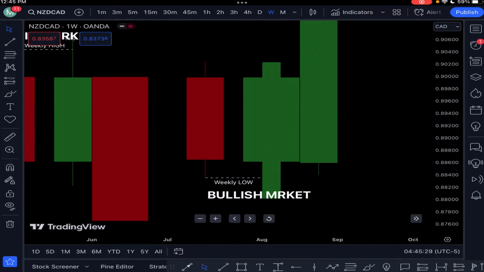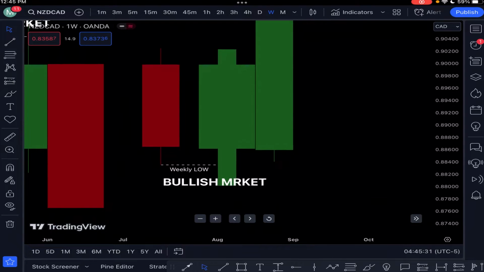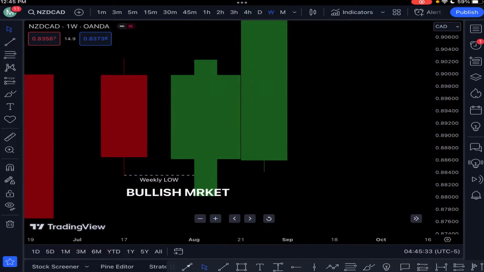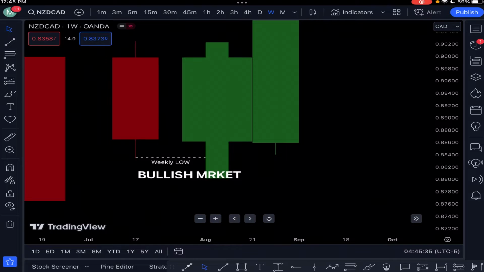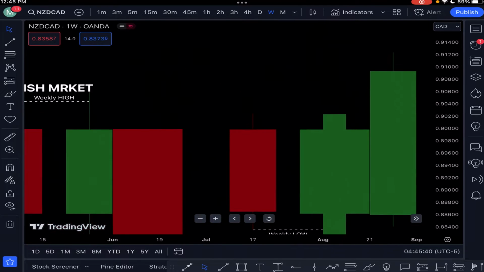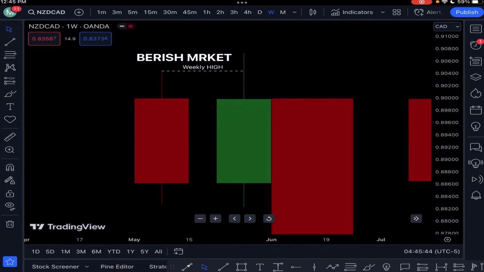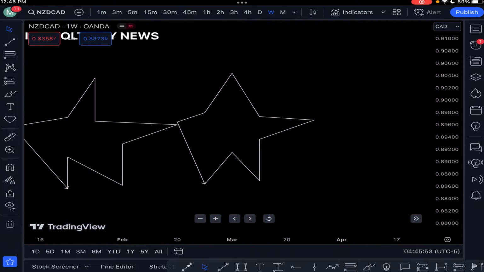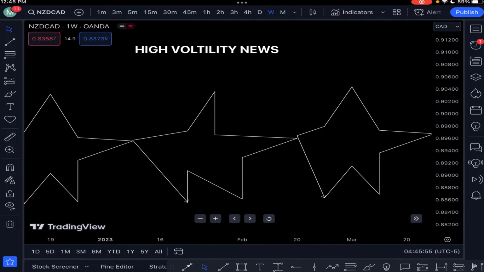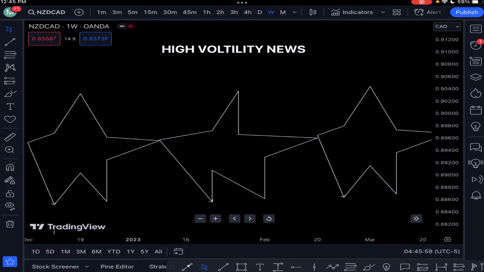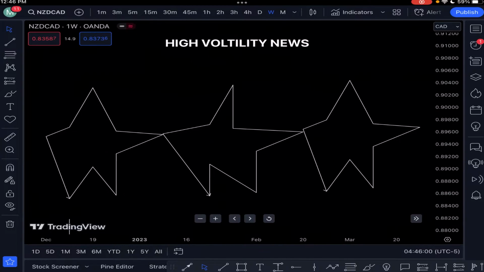If I am to buy, just like you see on this same illustration here, I am to wait for price to trade below the weekly low, then I go long, or I buy. Just like you see this other illustration here, I'm to wait for price to trade above the weekly high, then I go short. This is the second. Now this is the technical analysis. Then the last is the fundamental analysis. We are looking for high volatility news, or we are looking at the news.